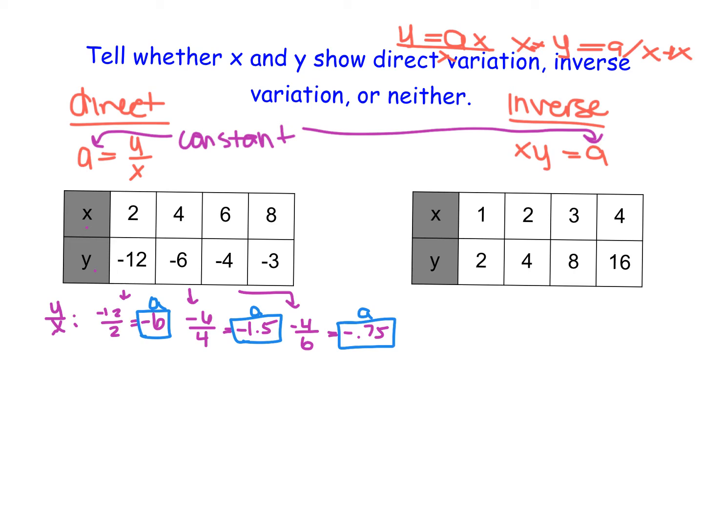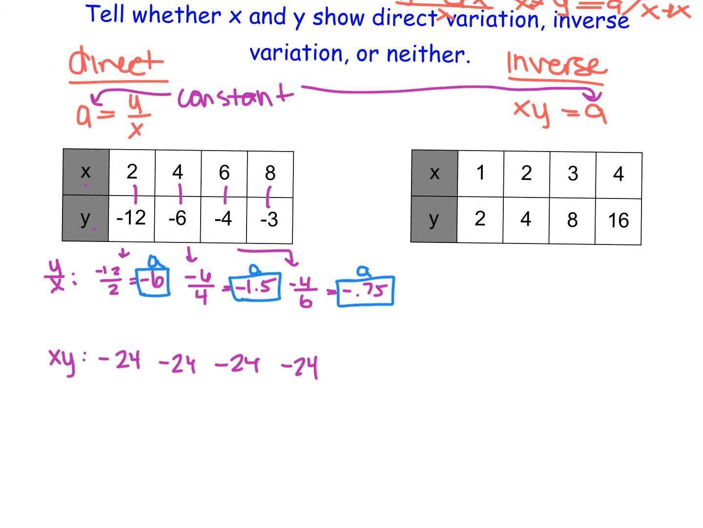But if I flip this around and look for inverse variation, and I look at x times y, I'm going to notice something different. Here, 2 times negative 12 is negative 24. 4 times negative 6 is negative 24. 6 times negative 4 is negative 24. 8 times negative 3 is negative 24. So this is telling me that I potentially have an inverse variation situation here.